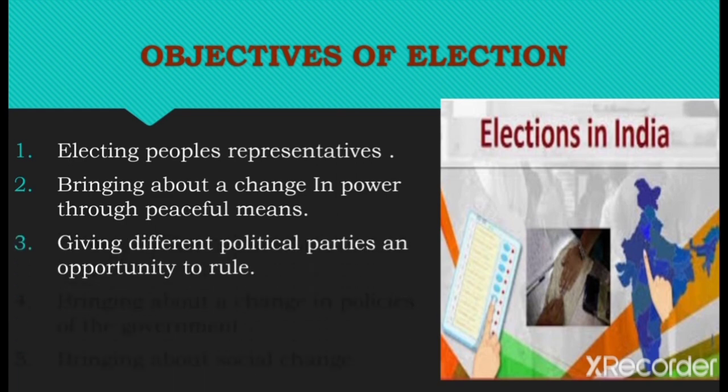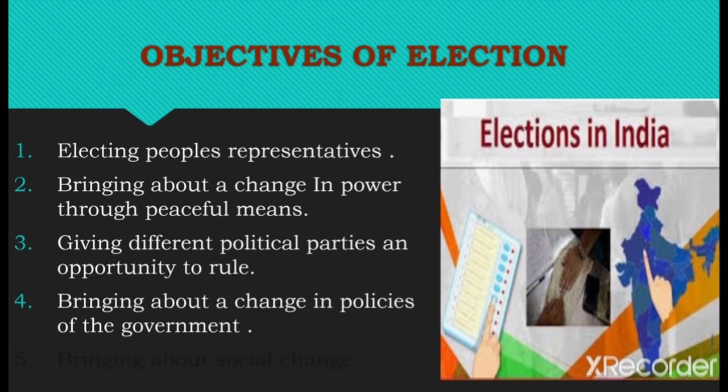Giving different political parties an opportunity to rule. So there is a tough competition between the political parties. If they need to remain in power, they need to give their best. If they give their best, they know that they will be elected in the next elections. So everyone tries to prove themselves.